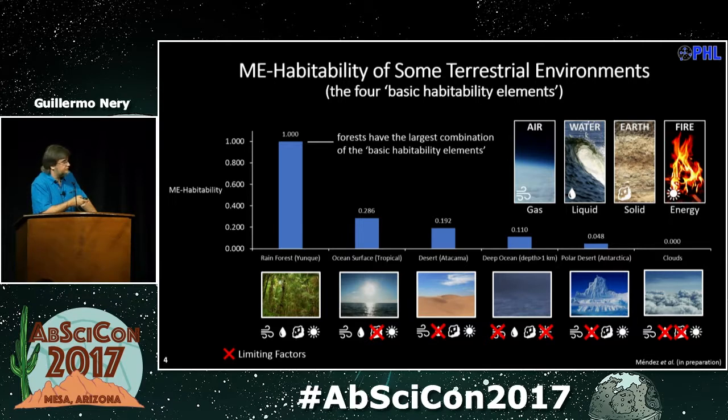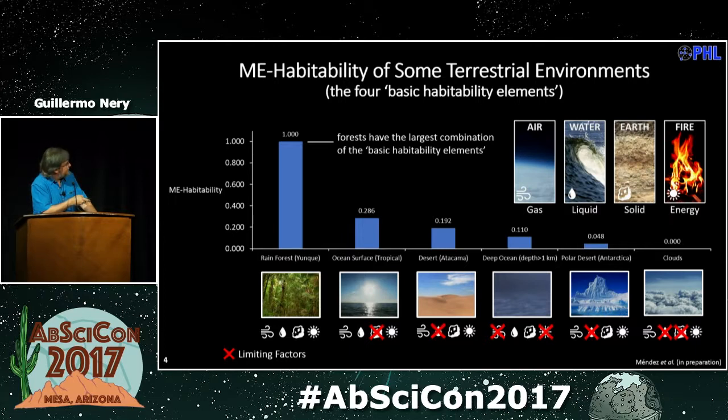Why so low? Well, while in the rainforest we have lots of air, lots of water, lots of solids, and lots of energy, the ocean surface has lots of air, lots of water, lots of energy, but not so much in solids. And that solid you have there, it's not that there aren't any solids in there, but it's that it's a limiting factor. There's little of that, and so it drives the value down. If we now go to the ocean depths, you can see that the value is even lower.